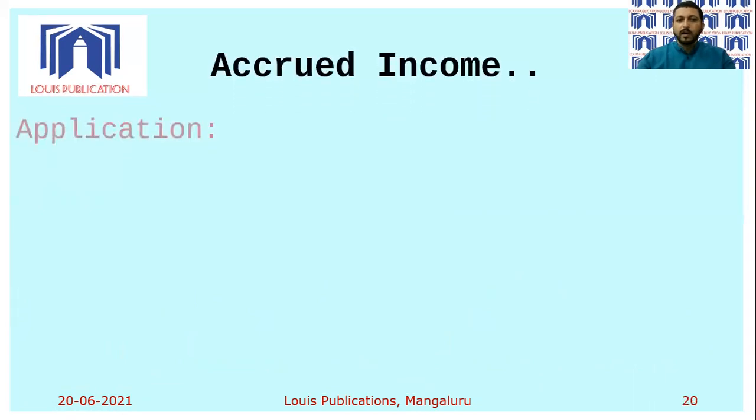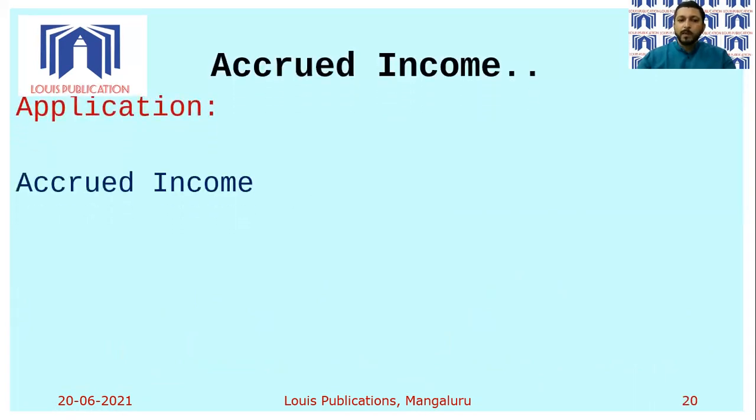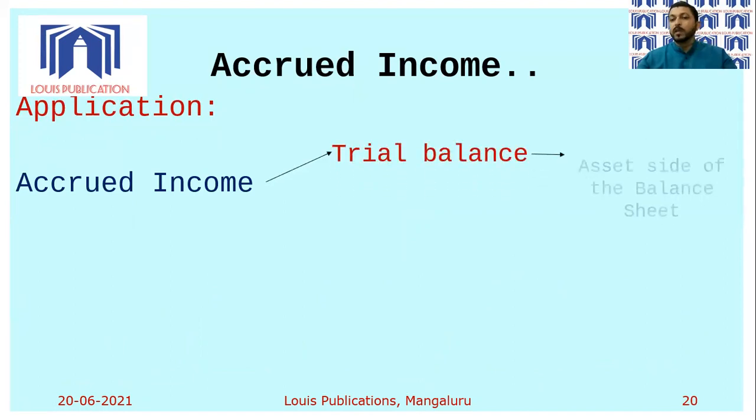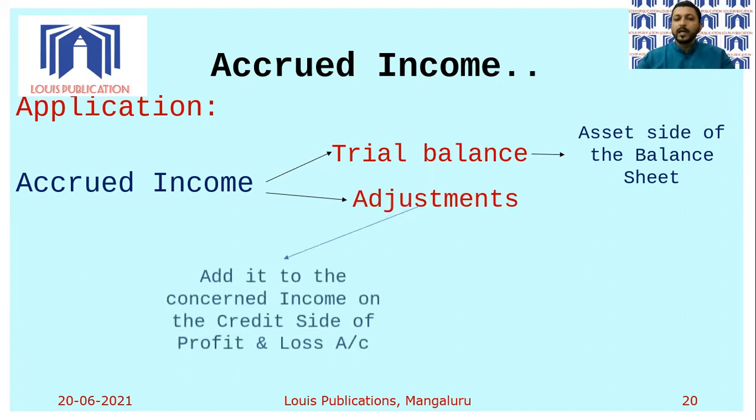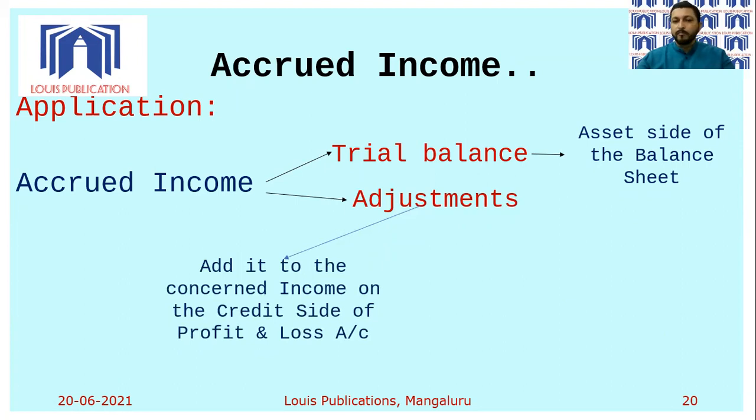Let's look at the application. Accrued income may be given in the trial balance. If given in the trial balance, as you know, there is only one effect, and that effect will be on the asset side of the balance sheet. But if it is given as an adjustment, you understand all adjustments follow the double entry principle. So two effects. One effect is you will add it to the concerned income, on the credit side of the profit and loss account, and the second effect will be on the asset side of the balance sheet. So the treatment of outstanding income and the treatment of accrued income is the same. There is no change. The change is only in the meaning.